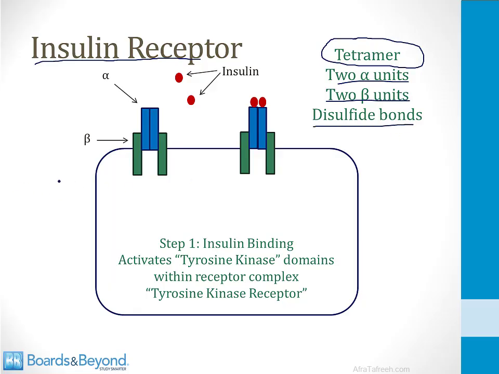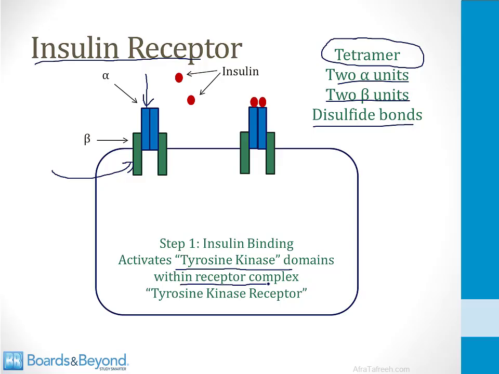If you look at this picture on the right side of the screen here, the green bars are the beta units, the blue bars are the alpha units. You can see that the alpha units are extracellular and the beta units are transmembrane portions of the receptor. Insulin can bind to this receptor. That's the first step in insulin exerting its reaction. And when it binds to this receptor, it activates so-called tyrosine kinase domains within the receptor complex. We'll talk about what that means in a minute.